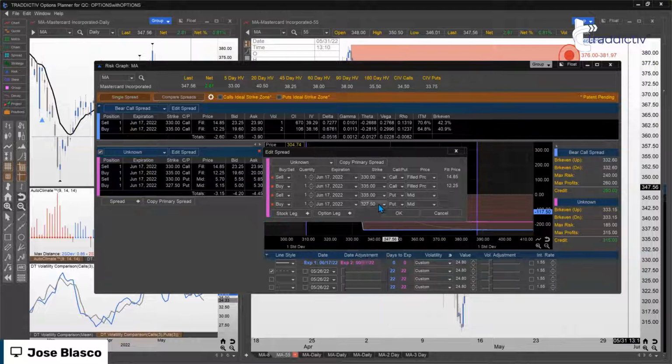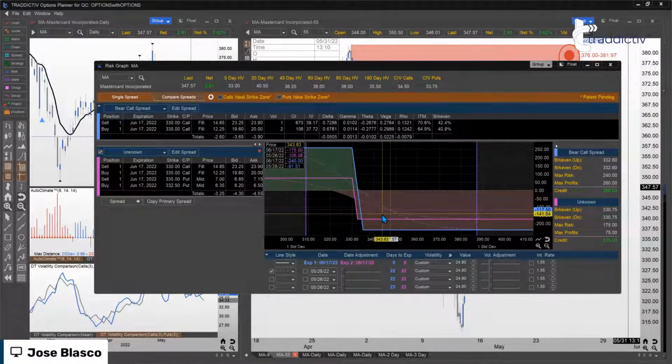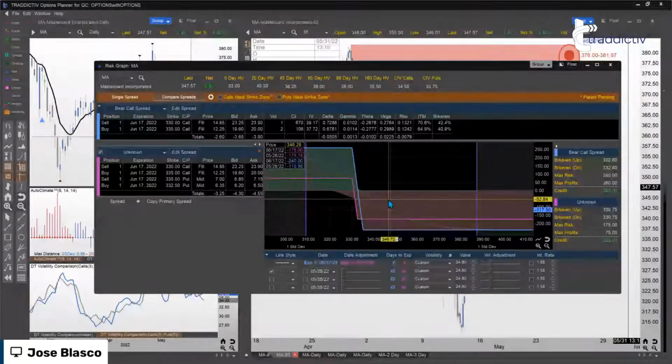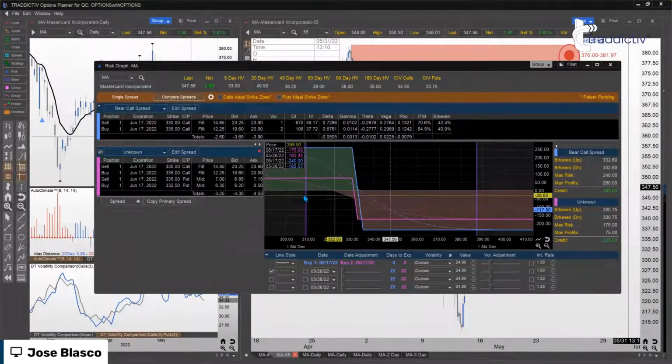What if I do 335, 332.5? This is probably overdoing it. Let me see. It's still providing actually 75. Yeah, so it's still a bit better. 75 and 175, which is less than 177.5. So it's looking a bit better.